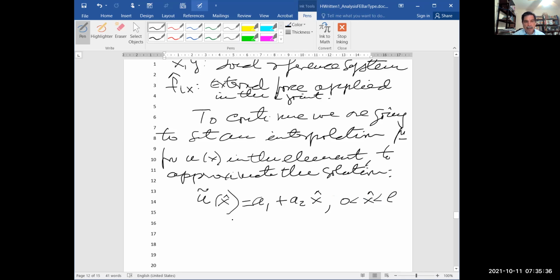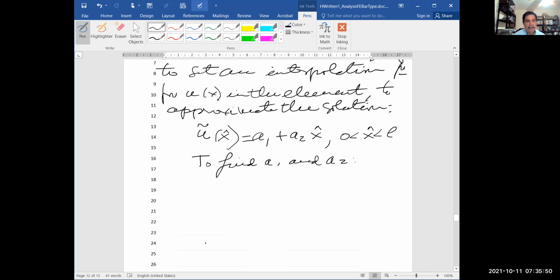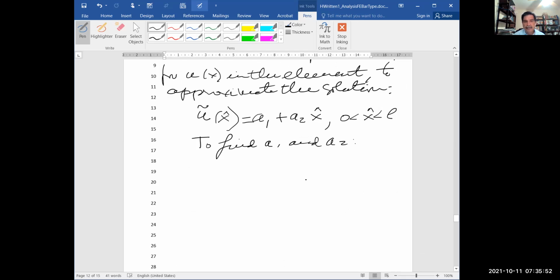Okay, now let's find A1 and A2, and to find the constants A1 and A2, what we do is we evaluate that on the left and on the right. So let's suppose that we have this U.